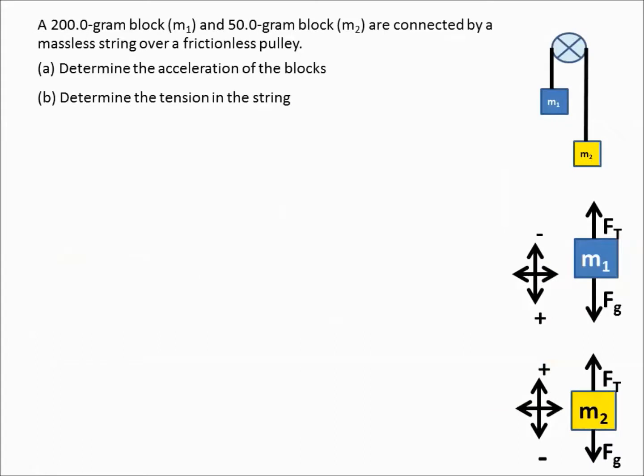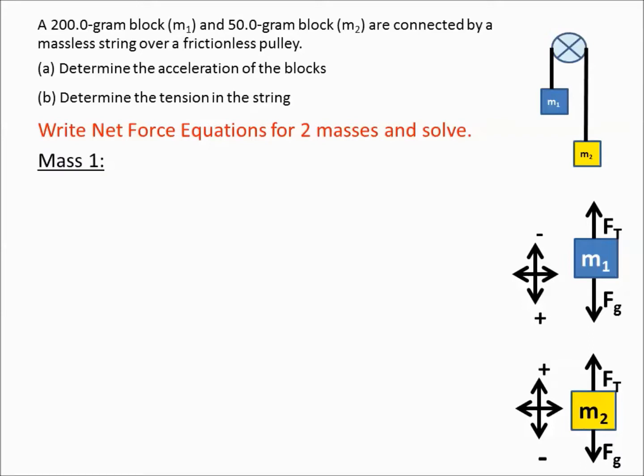Now that we've defined our free body diagrams and our direction for positive for the acceleration, we're going to write our net force equations for the two masses and we will solve them. We'll start with mass 1. The sum of forces in the y direction for mass 1 is the force of gravity, and so that we don't get confused, we're going to call it Fg1 because it's for mass 1, and we don't want to confuse it with Fg for mass 2. That's going to be positive because we defined down as positive. And tension going up is going to be negative.